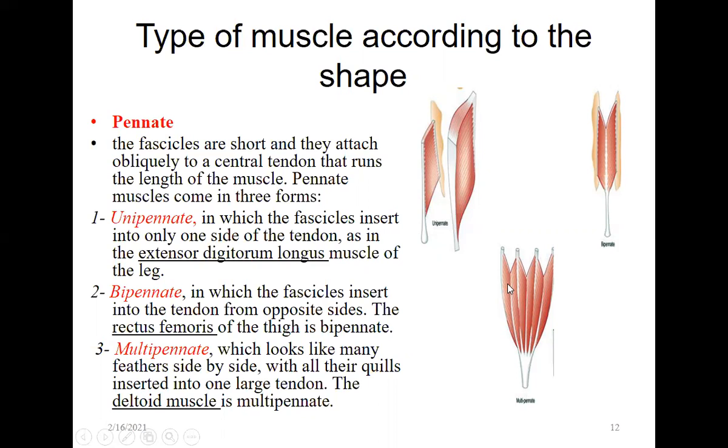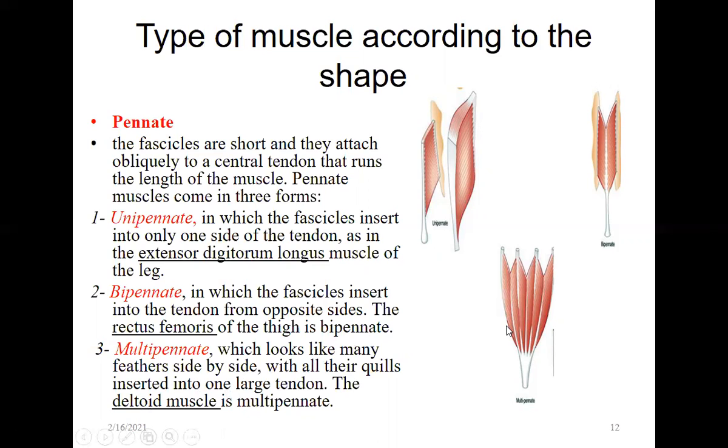Multi means many, so it is coming in many directions. This is called the multipinnate. The example for the bipinnate will be the rectus femoris, again in the lower limb, thigh. Then multipinnate, the best example is the deltoid muscle in the upper limb. We will study these muscles where intramuscular injections are given. The deltoid muscle is a very important muscle in the upper limb.